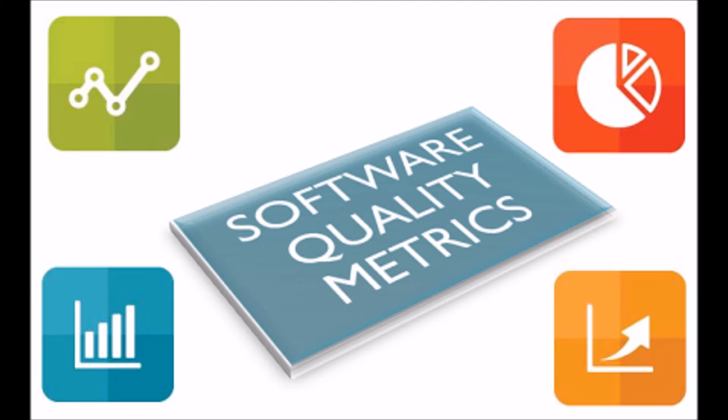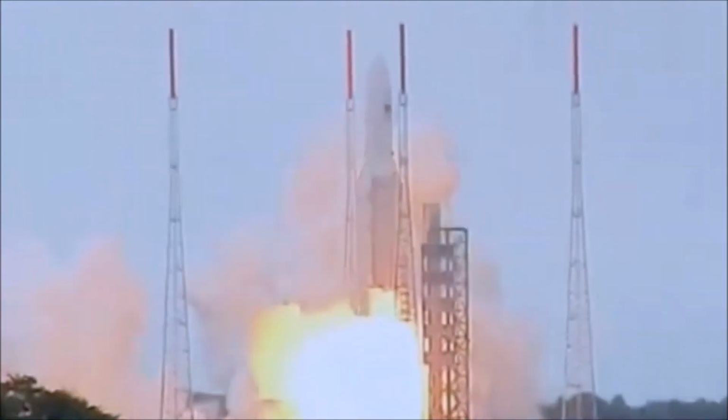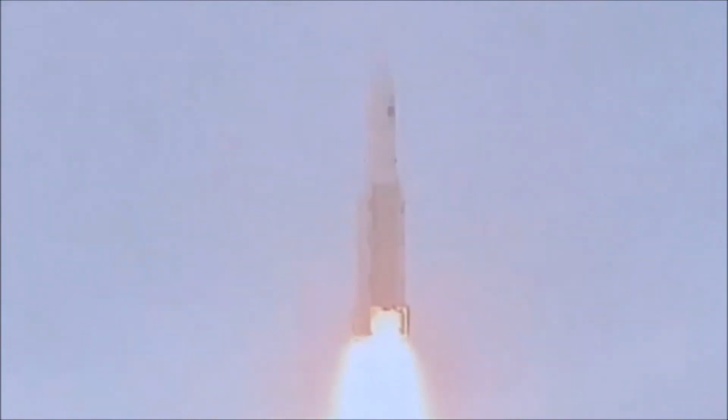So why is quality important, or why is software testing important? We can discuss two scenarios that occurred in previous times. Firstly, we are discussing the case of Ariane 5. Let us go through this video. The Ariane 5 crashed on June 4th, 1996. It caused a loss of almost $500 million, and the explosion was a result of a software error.